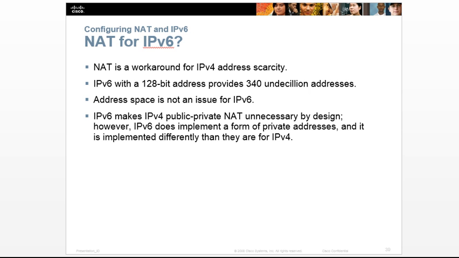Okay, so a question that gets asked is, what about NAT for IPv6? Well, remember that NAT was designed to help with IPv4 address scarcity. IPv6 has 128-bit addresses instead of what we use in IPv4. And that provides 340, I don't even know how to say that, undecillion addresses. I can tell you that from something I read, this is the best way to understand how many IPv6 addresses there truly are.